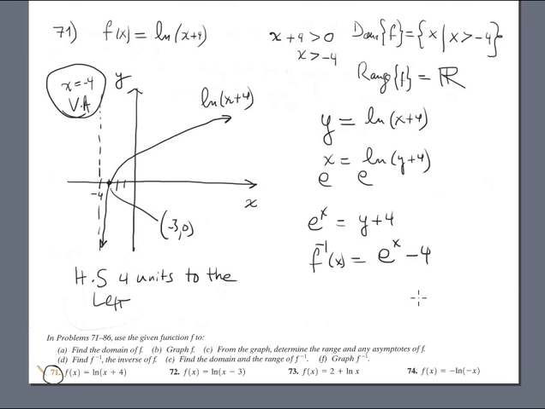And then find the domain of the inverse. It's obvious that the domain of the inverse function is all real numbers for two reasons: because it's exponential, and also because it's equal to the range of the original.